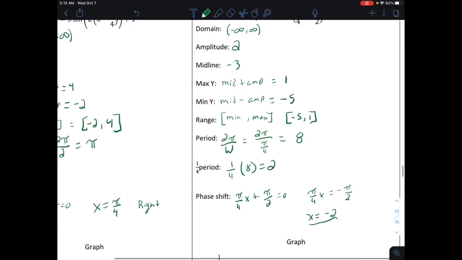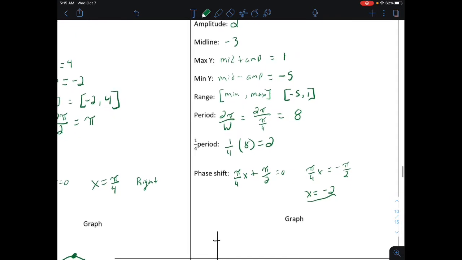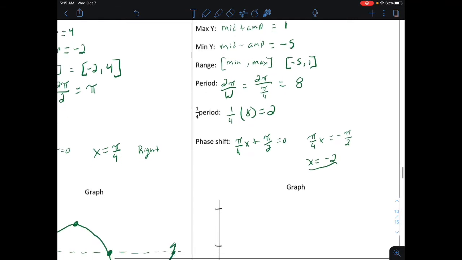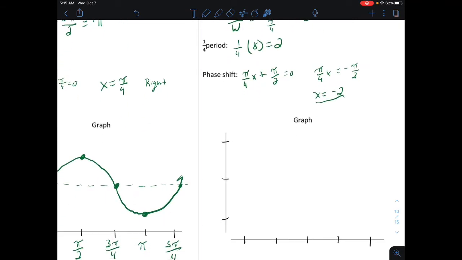So now we're going to put all this on our graph. We'll start with our vertical scale. Our vertical scale, we get our vertical features. So our midline, maximum y, minimum y, I'll go on there. So we'd have 1, -3, and -5.